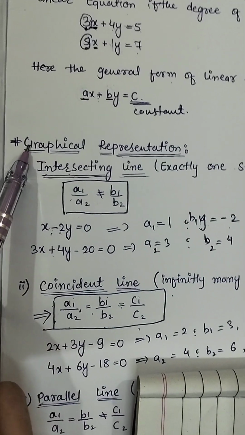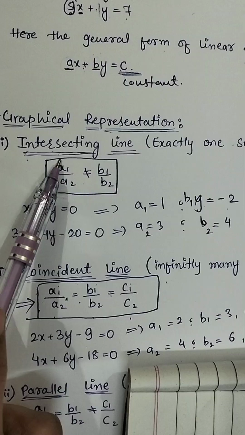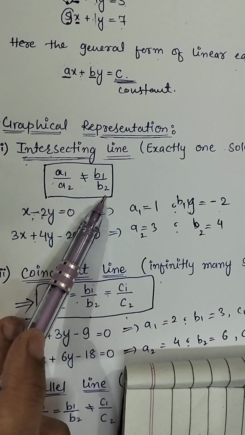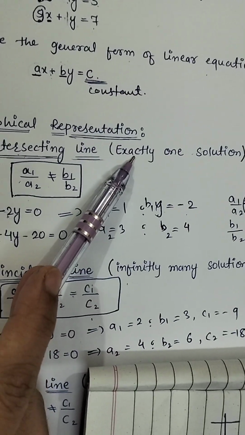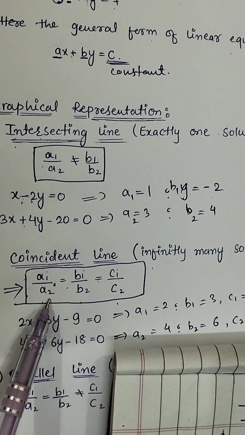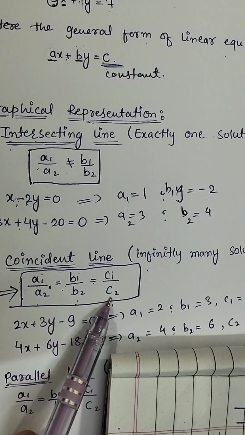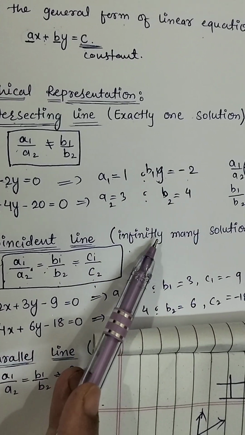The graphical representation which shows intersecting lines satisfies the condition a1 by a2 is not equal to b1 by b2, and it has exactly one solution. What is a coincident line? A coincident line satisfies the condition a1 by a2 equal to b1 by b2 equal to c1 by c2, and it has infinitely many solutions.